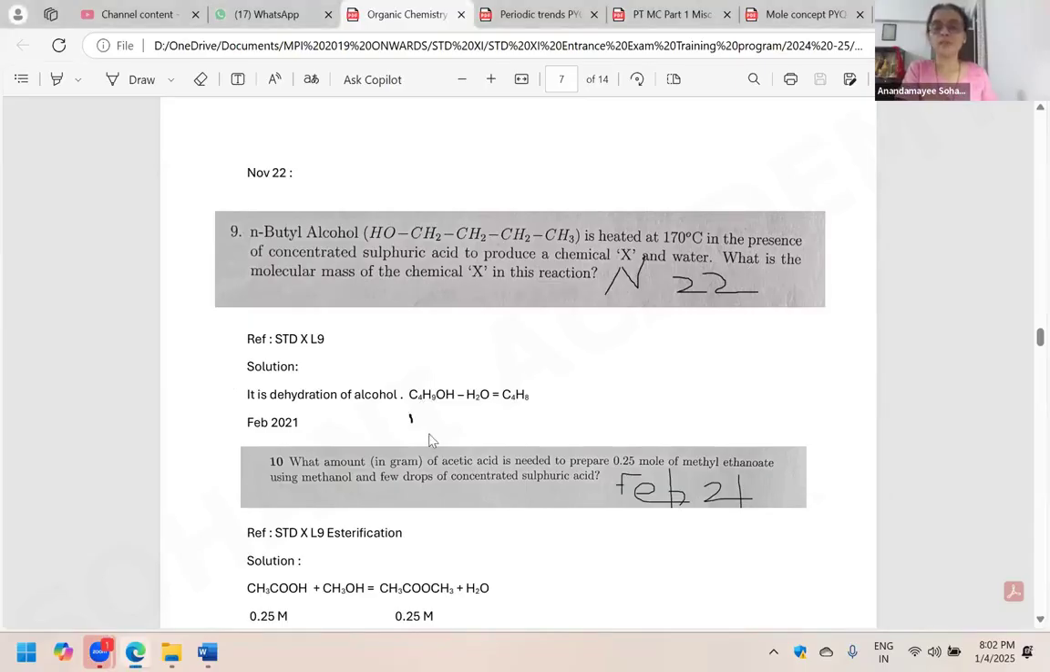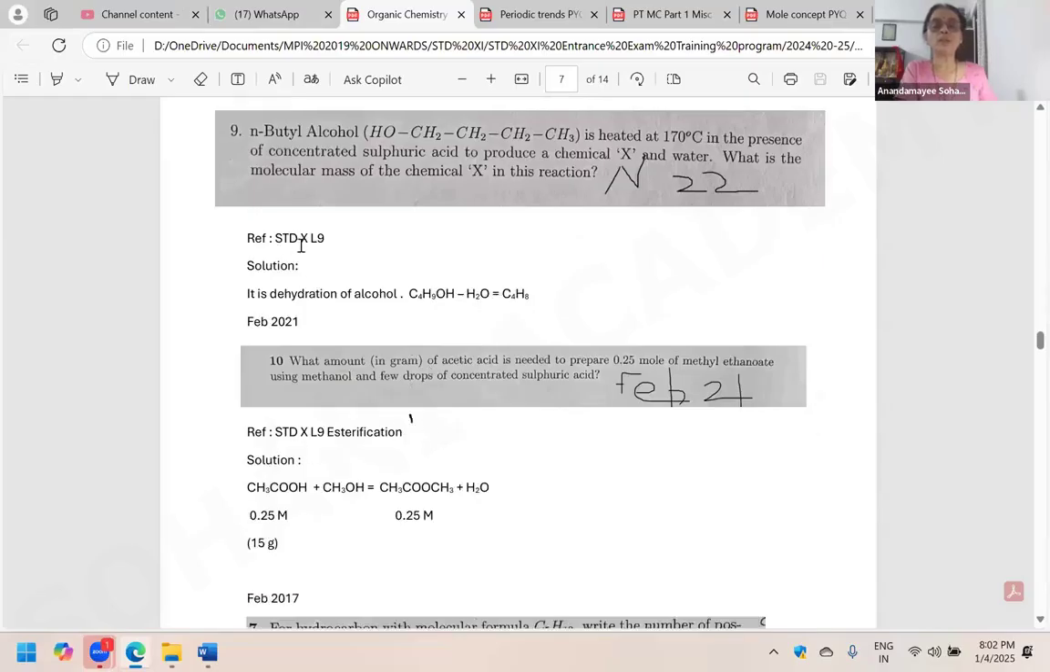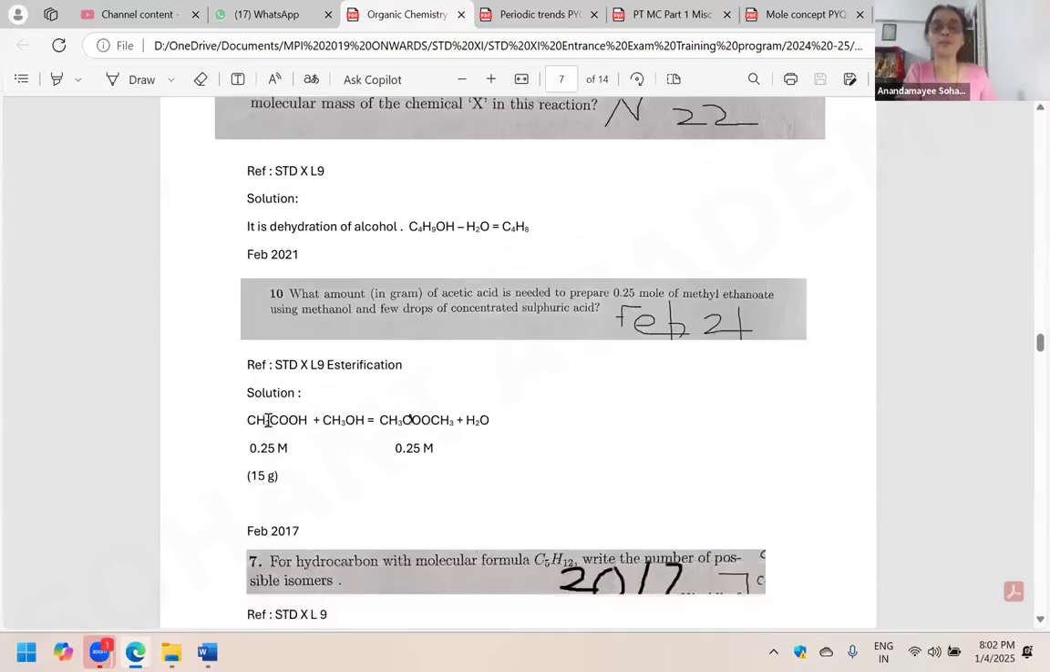Now again here, esterification is something you must know. I have also given the reference: this reaction appears in standard 10, lesson 9. Esterification is when acetic acid reacts with methanol to form methyl ethanoate, then what amount in grams? As I said, an organic reaction is used for stoichiometry, for the mole concept. So you must first know this reaction to prepare methyl ethanoate using methanol. Acetic acid reacts with methanol to form methyl ethanoate plus water. You must know this reaction, that is expected.